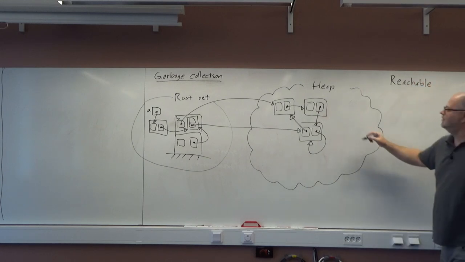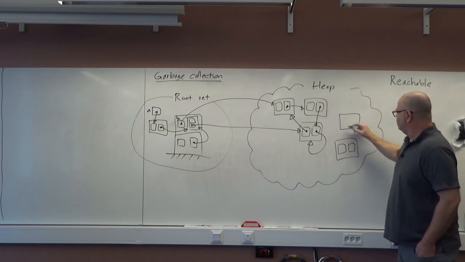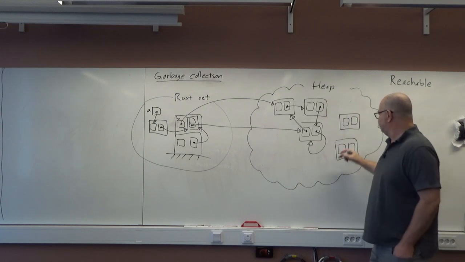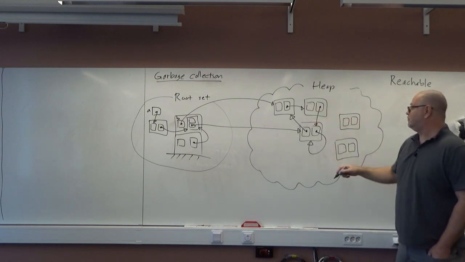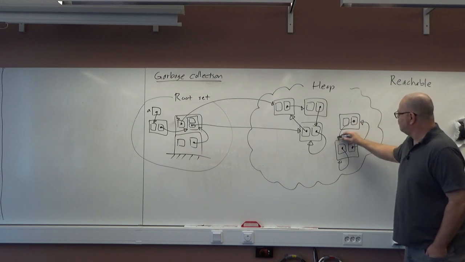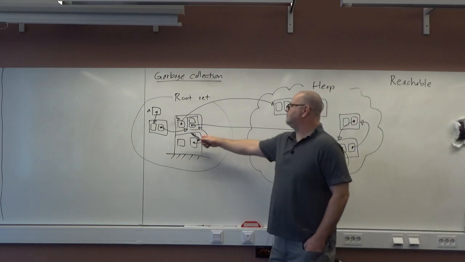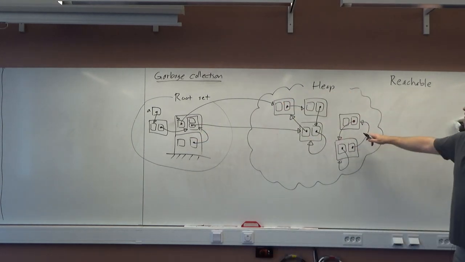You could have some other objects here. Let's say these two, that are not reachable from the root set. Let's say we have pointers like this. And just to complicate things like this. These can never be used again, because we have no way to reach them from our program. The only way to find things is through pointers from the root set. So these are not reachable, they are unreachable data.